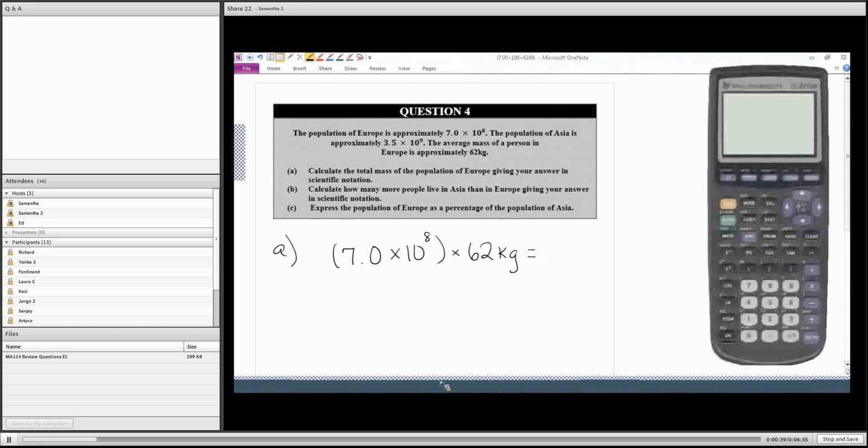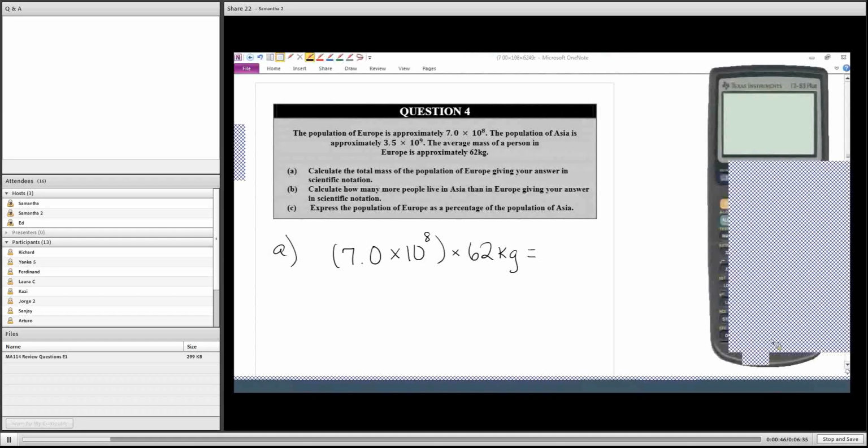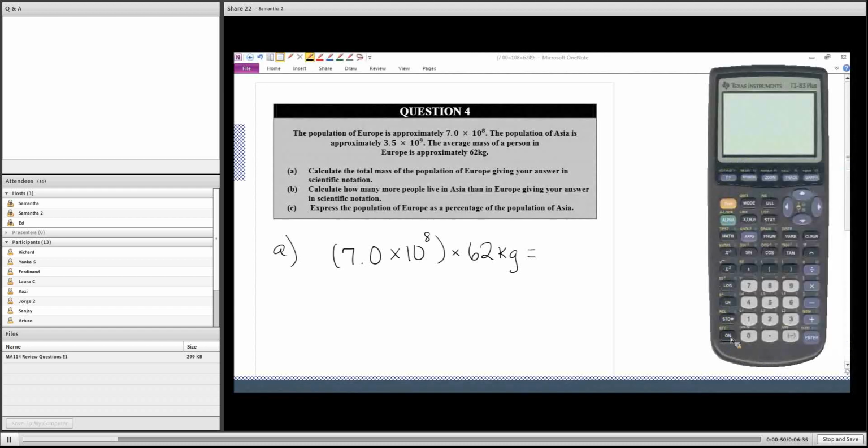And to do this, you can put it into the calculator. So let's put this into the calculator: open up parentheses, 7, and we want to put in the scientific notation. To do that, pay attention, hit second function, and there's a little comma next to the parentheses. You hit that, and you'll get an E. That's representing our scientific notation. You want to put in our exponent, which is 8. Close parentheses, and multiply this by 62. And there's your answer. It gives you your answer in scientific notation already.